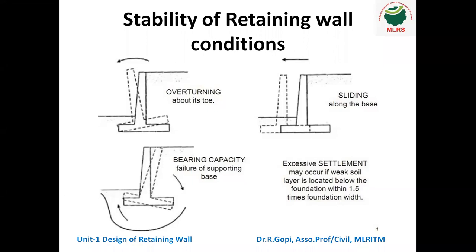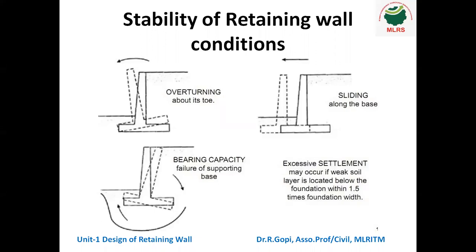That means the eccentricity of the force should be less than B by 6, where B is the base dimension of the retaining wall. The eccentricity, denoted e, should be less than or equal to B by 6. Under this condition the retaining wall is safe, otherwise it is not safe. That is very important. All these failures we will discuss in the problems.